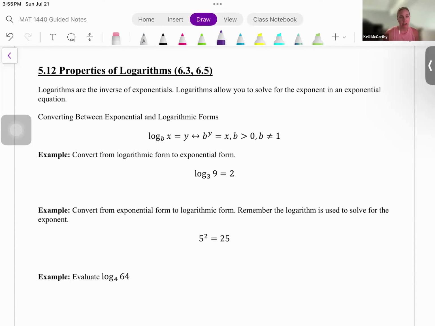Some quick review: logarithms are the inverse of exponentials. So logarithms allow us to solve for an exponent in an exponential form. I think that this is an important idea because the concept of a logarithm is sometimes hard for us to wrap our head around. What is it actually solving for? That idea is tricky. So really what we're doing is we're just isolating an exponent.